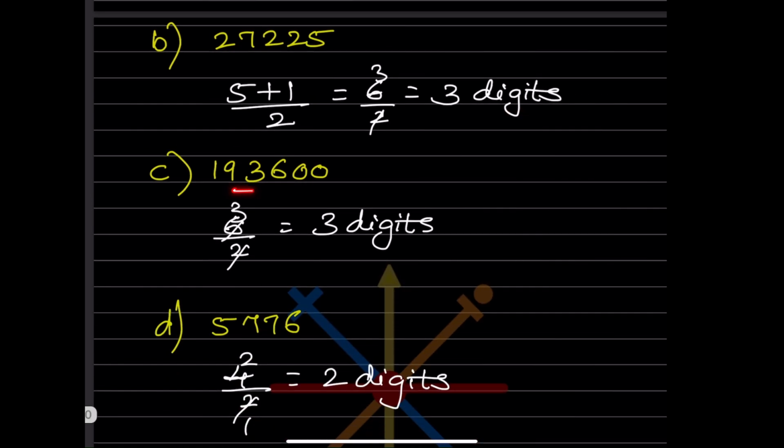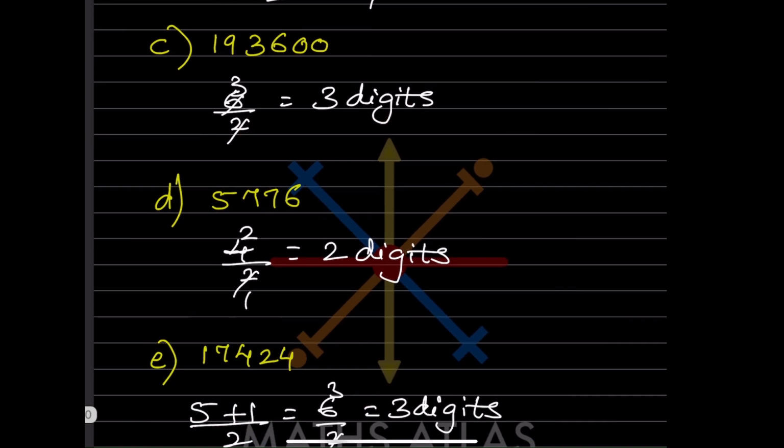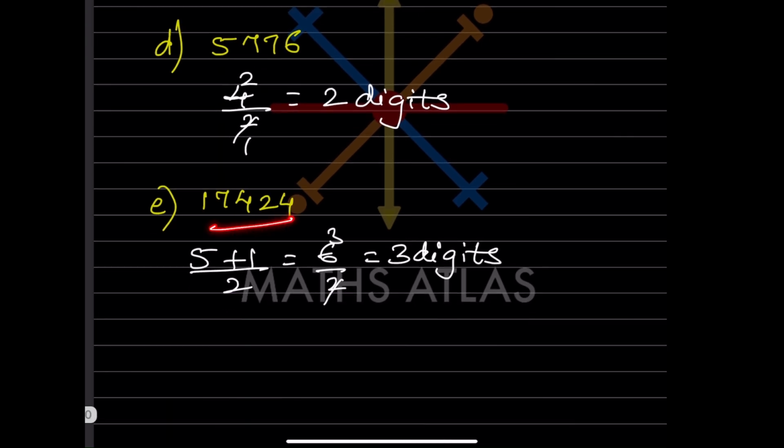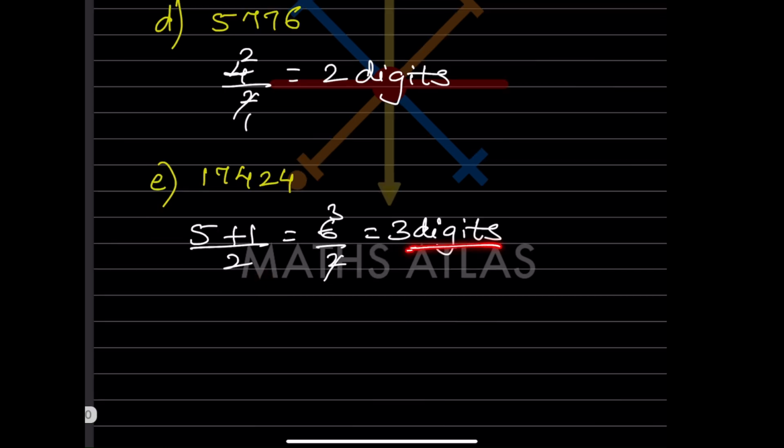Now here 6. 6 is an even number, so we just divide it by 2. 6 divided by 2, that will be 3 digits. Here 4. 4 divided by 2, that will be 2 digits. Here 5, odd number. So 5 plus 1 divided by 2, that will be 6 by 2. That is going to be 3 digits.